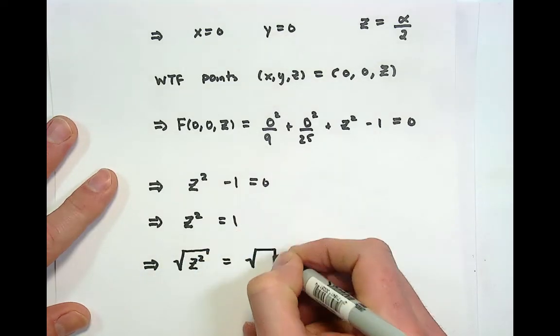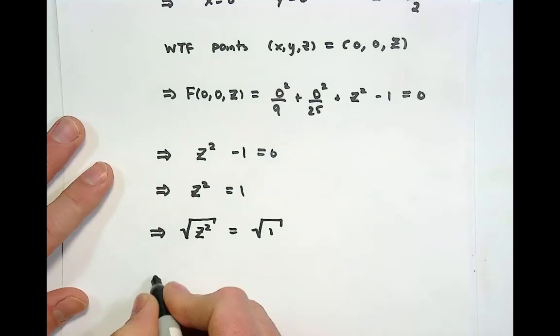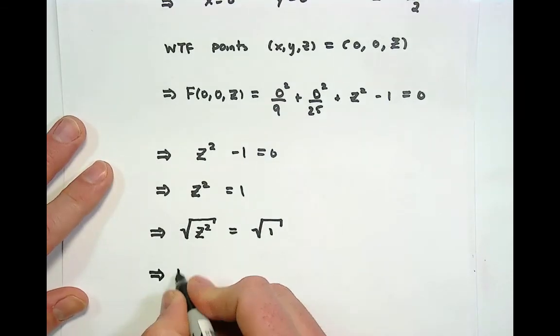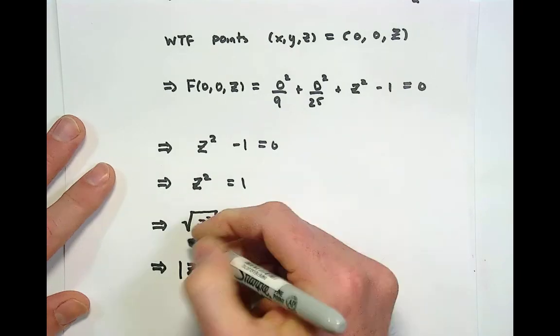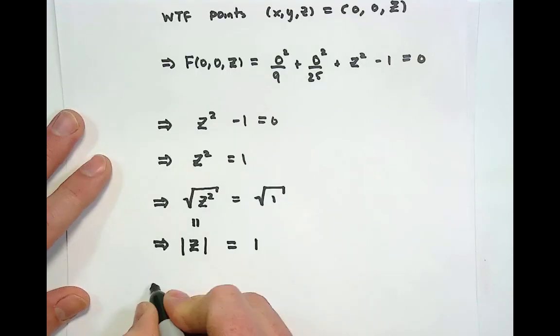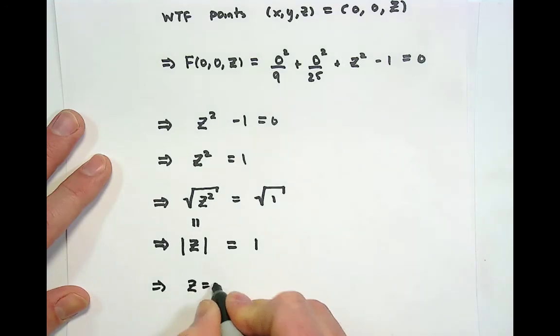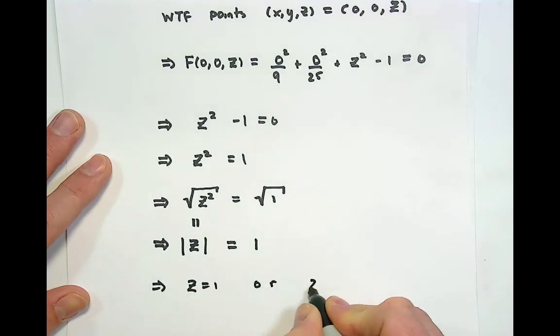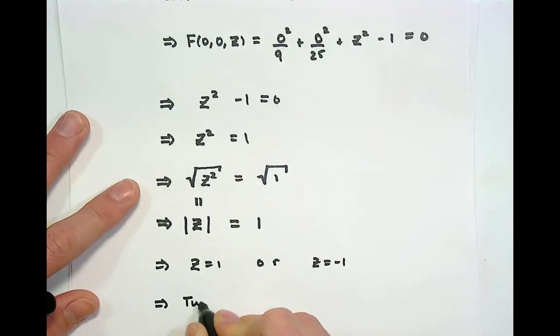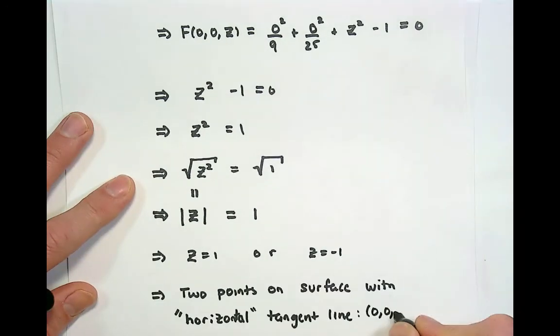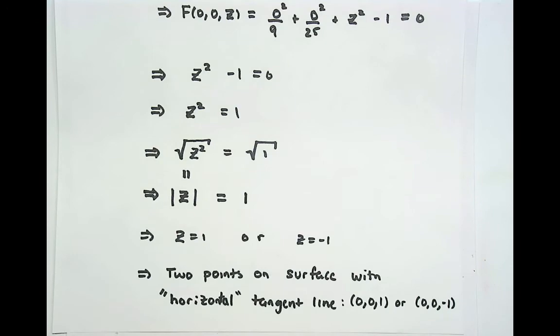For those viewers at home, what's the square root of z squared? Slowly, don't answer it quickly. Ding, ding, ding. It is the absolute value of z. That's an alternative representation of the absolute value. And then this means that z is equal to 1 or z is equal to -1, which means we have 2 points with a horizontal tangent line, either 0, 0, 1 or 0, 0, -1.